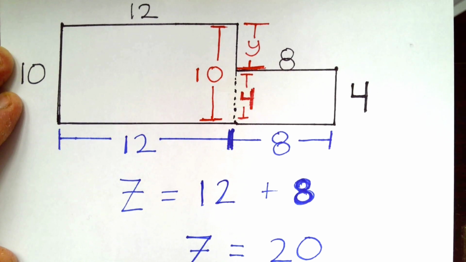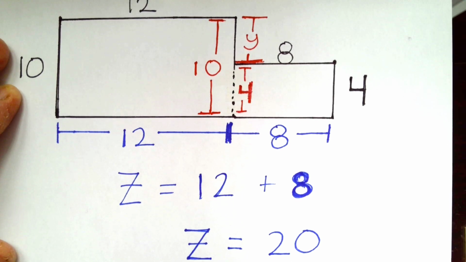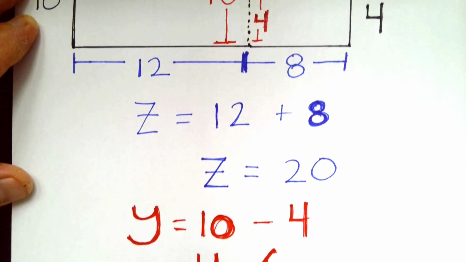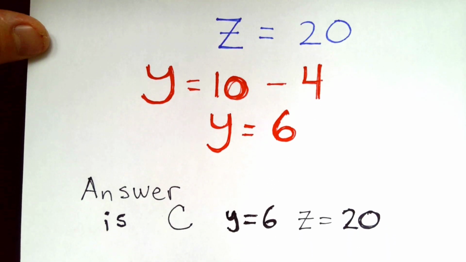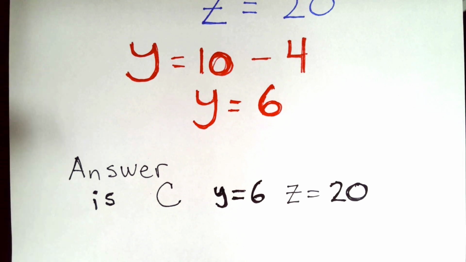And of course, sides opposite are equal to each other. So 12 plus 8 gives you the value of z, which is 20. So your answer... Whoa, I'm getting off track here. Oh my goodness. Your answer is C. Y equals 6 and Z equals 20.